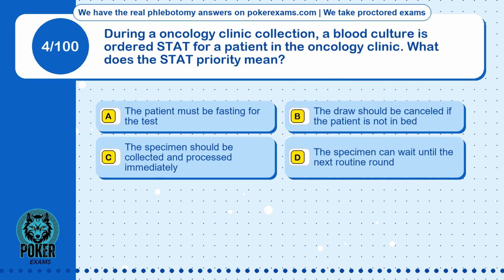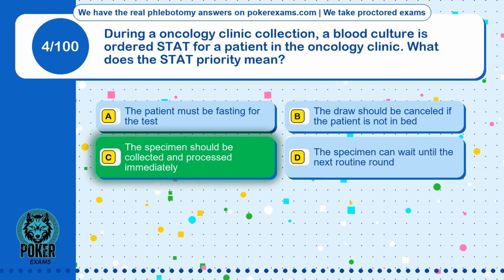Question 4. During an oncology clinic collection, a blood culture is ordered stat for a patient in the oncology clinic. What does the stat priority mean? Option A. The patient must be fasting for the test. Option B. The draw should be cancelled if the patient is not in bed. Option C. The specimen should be collected and processed immediately. Option D. The specimen can wait until the next routine round.